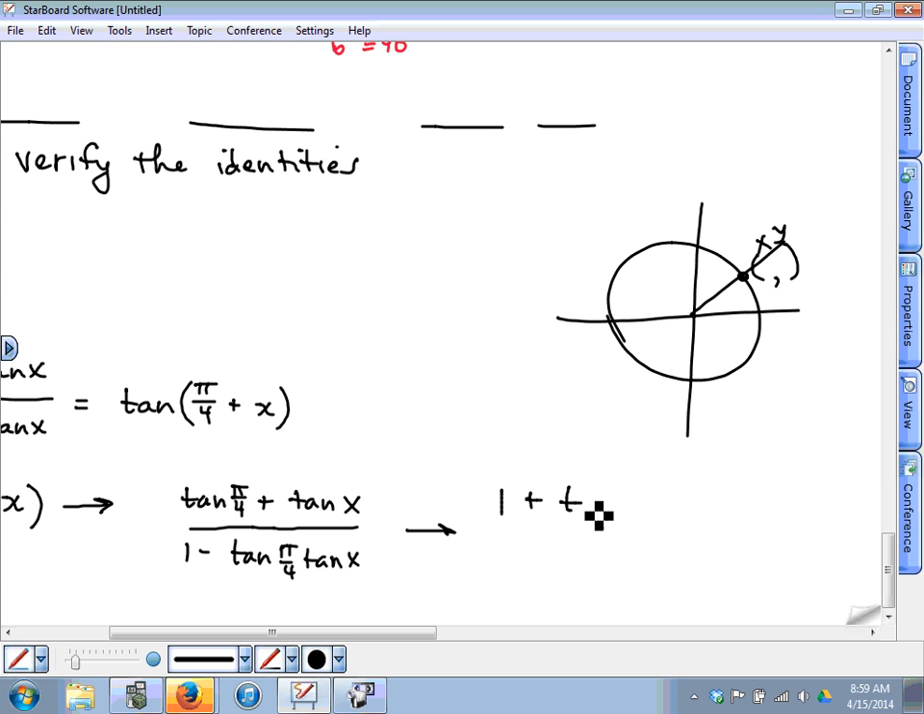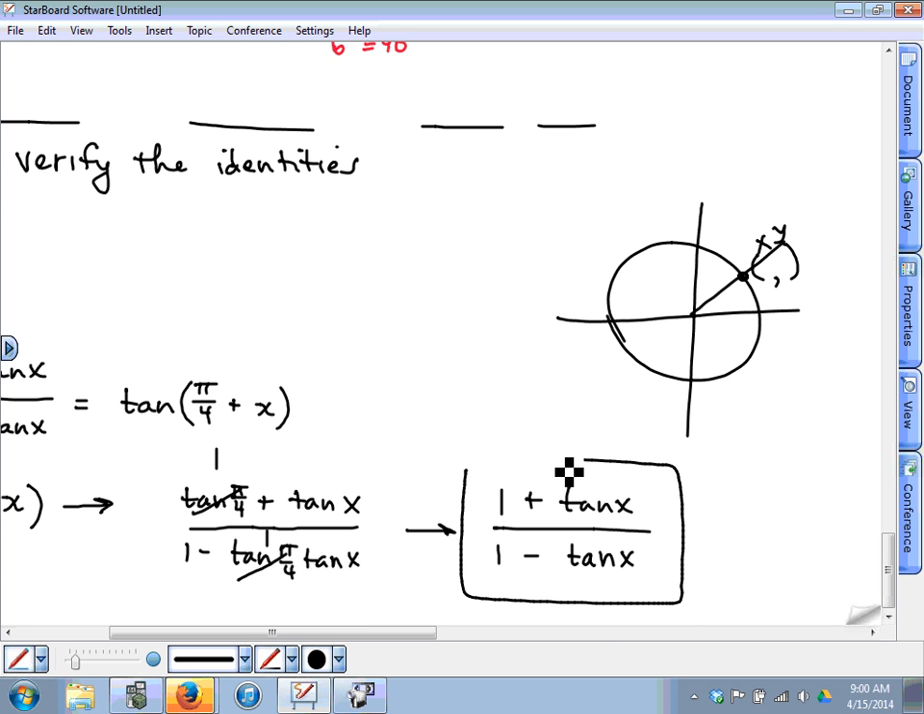So this changes into 1 plus tangent of x divided by 1 minus 1 times tangent of x, which is just 1 minus tangent of x. Wait, where did you get this? The tangent of pi fourths. Pi fourths is just 45 degrees, and at 45 degrees, y and x are the same, so y divided by x is going to be 1. So tangent of pi fourths turned into 1, here and here. And that proves the identity. So, that's it for 7-2.